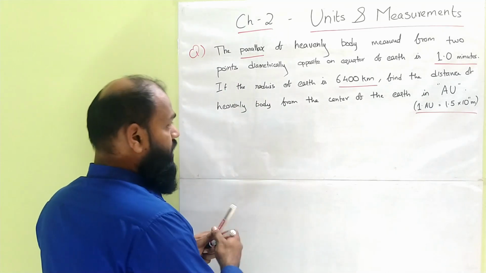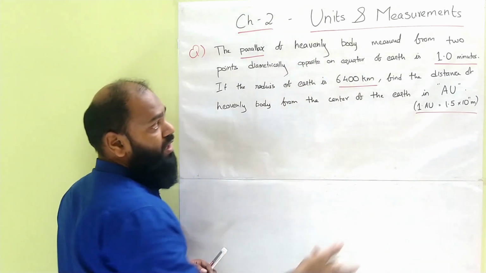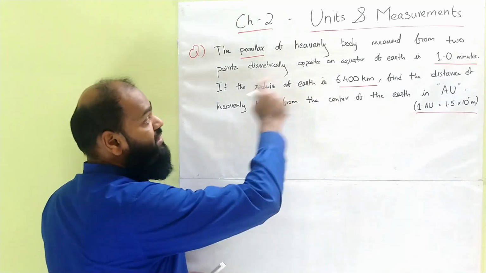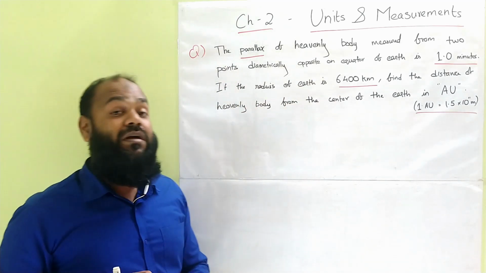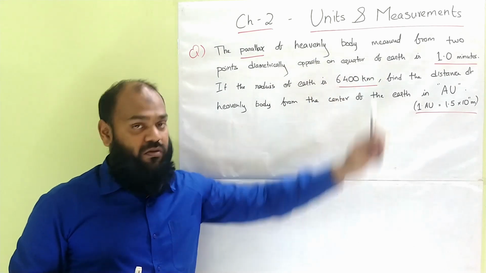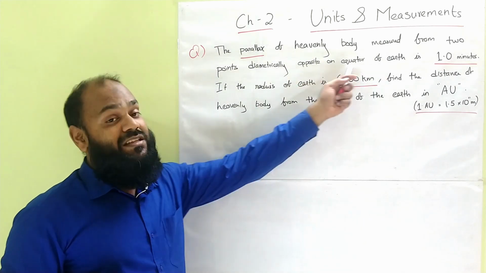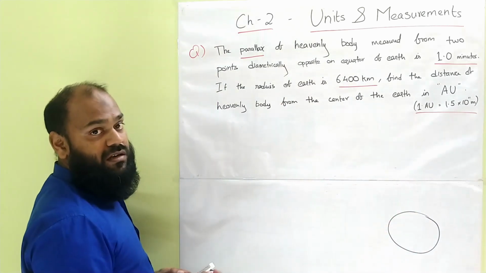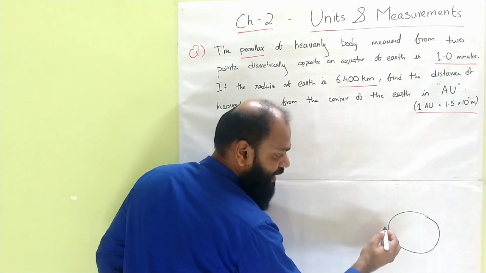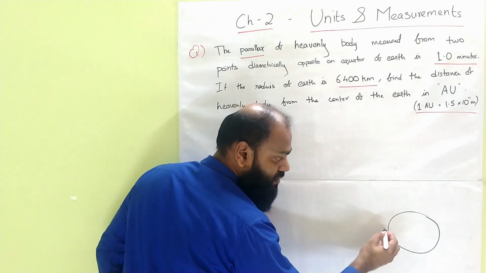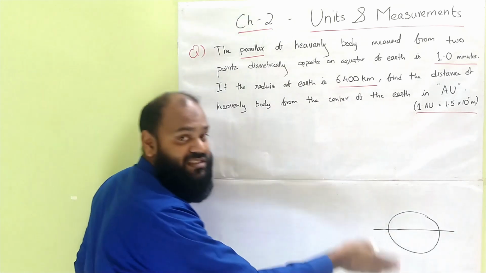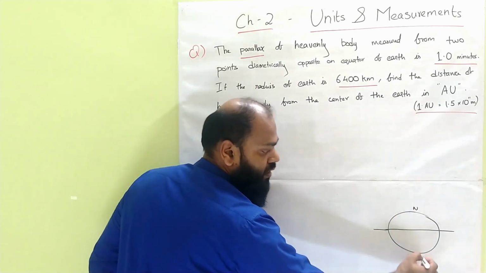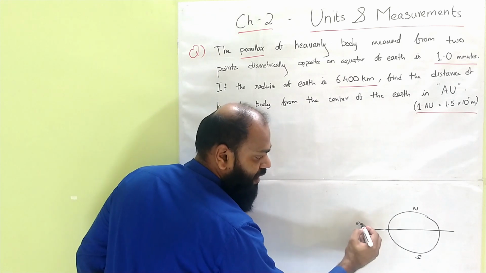A parallax of a heavenly body, which is any planet far away from us, measured from 2 points diametrically opposite on the equator of Earth. Let's break this down. Okay, this is the Earth. We know the equator is a line running across the Earth which divides it into two parts, the North Pole and the South Pole. This line is called the equator line.